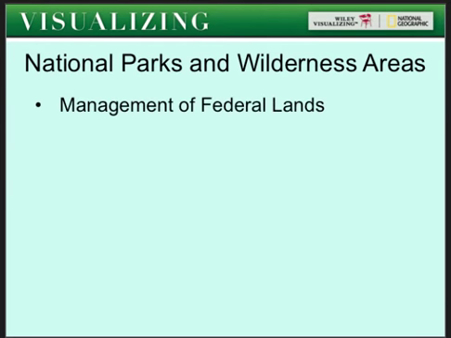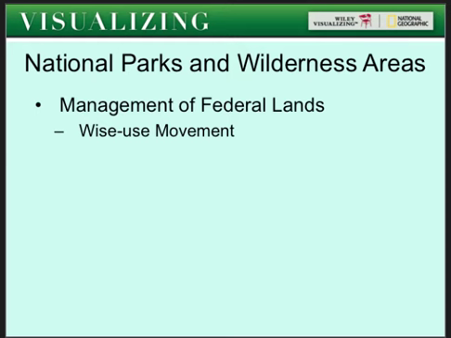So let's talk a little bit about management of federal lands. Wise use management is basically the partitioning of land use so that multiple functions can be carried out on the same area of land. This is multiple use management.